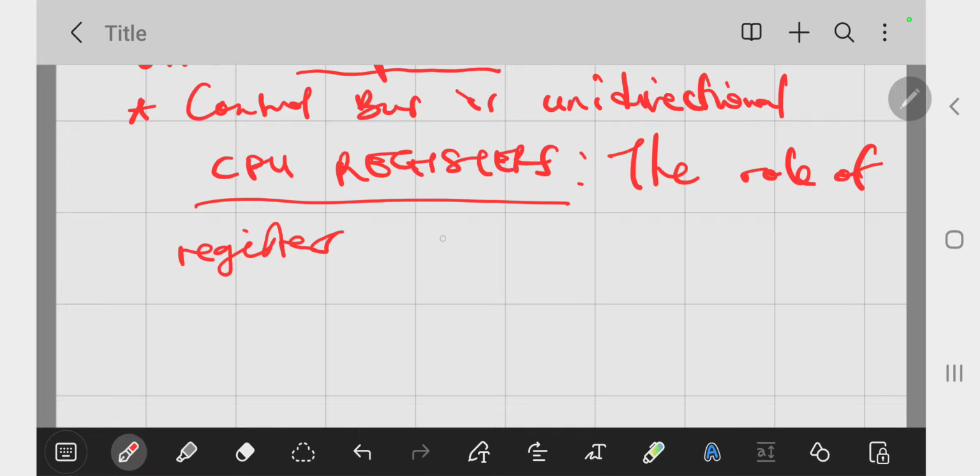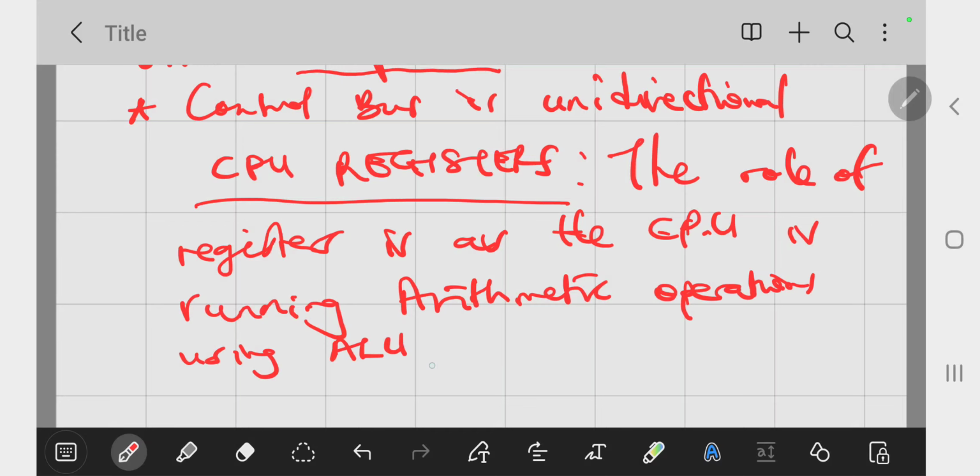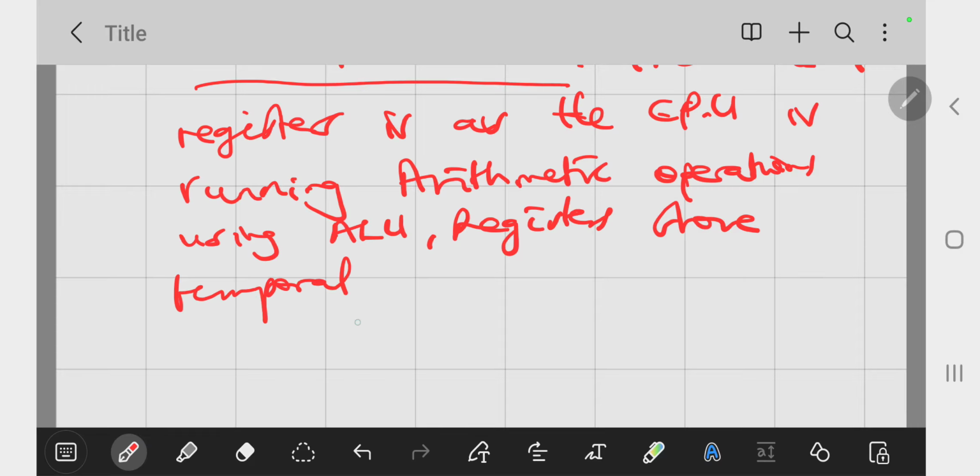So that's the definition. The role of registers is, as the CPU is running arithmetic operations using the ALU, to store temporal chunks of data. Yeah, so a common example of registers is special registers.